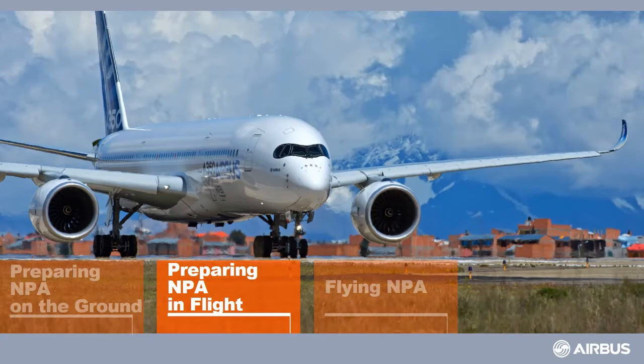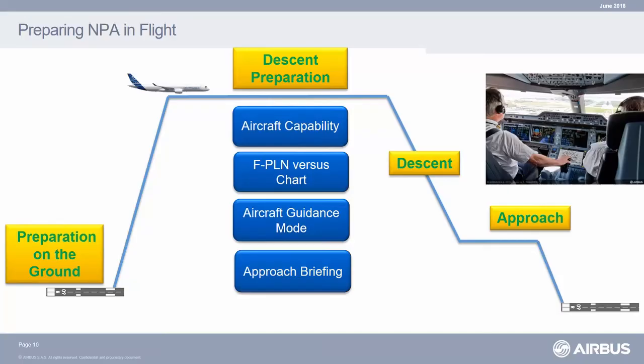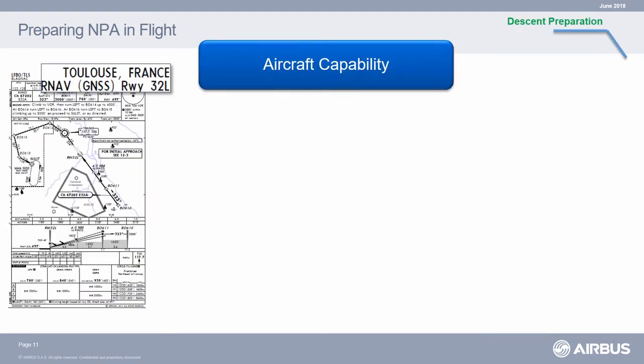Let's now review the actions to perform in flight. Most of the steps are done during the descent preparation. We will find the check of the aircraft capability with the aircraft status, the check of the flight plan versus the chart, the choice of the correct aircraft guidance mode, and the approach briefing that could include a review of the management of degraded navigation chapter. So let's assume that we will fly on our NAV-GNSS approach runway 32 left in Toulouse.